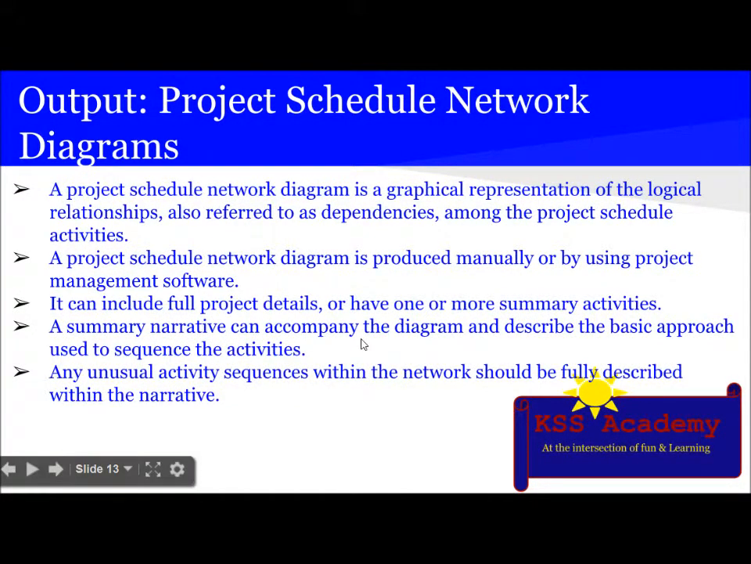Output is obviously project schedule network diagram. Project schedule network diagram is graphical representation of logical relationship, also referred to as dependencies, among the project schedule activities. A project schedule network diagram is produced manually or by using the project management software. It can include full project details or have one or more summary activities. A summary narrative can accompany the diagram and describe the basic approach used to sequence the activities. Any unusual activity sequence within the network should be fully described within the narrative.